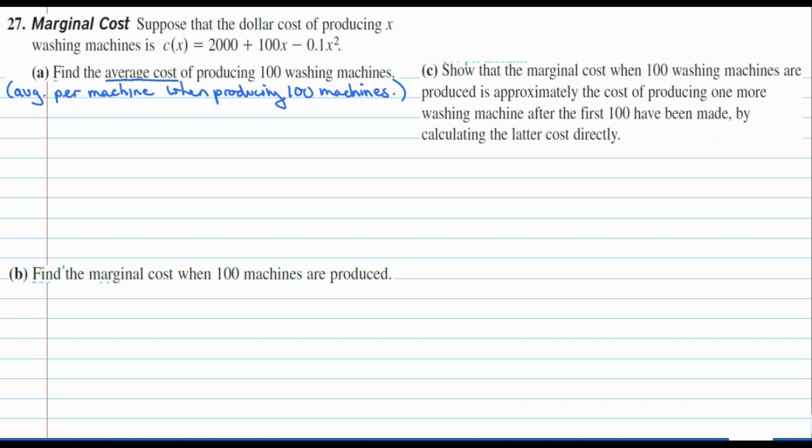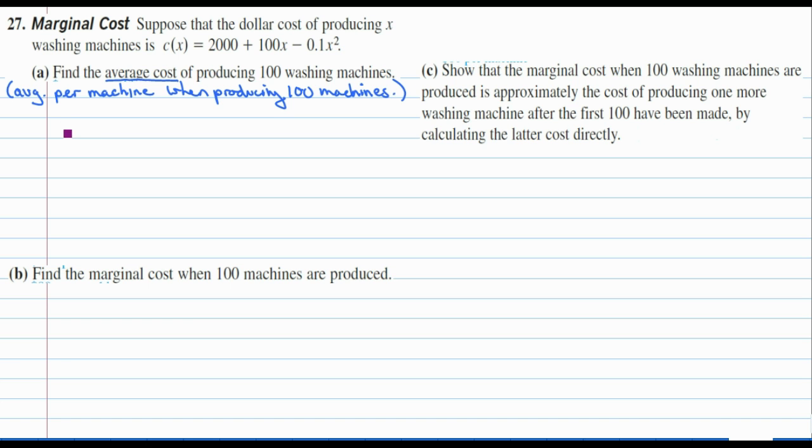Now this example comes with 2 now try problems. So here's the first one, marginal cost. So suppose that the dollar cost of producing X washing machines is this formula. Find the average cost of producing 100 washing machines. Not the average change in cost, just the average cost.